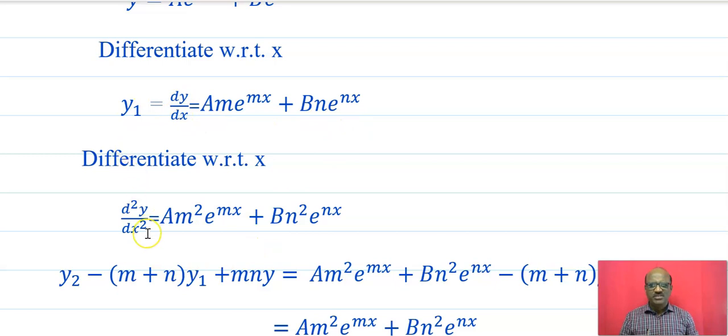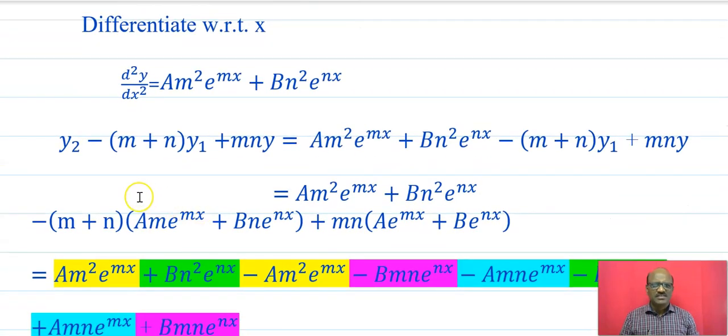Now again differentiate with respect to x, that is d2y by dx square is equal to a into m square e raised to mx plus b into n square e raised to nx, since the derivative of e raised to mx is e raised to mx into d by dx of mx, which is m. And now simplification. The first is y2 minus (m plus n) into y1 plus mn into y, that is equal to y2 minus (m plus n) into y1.